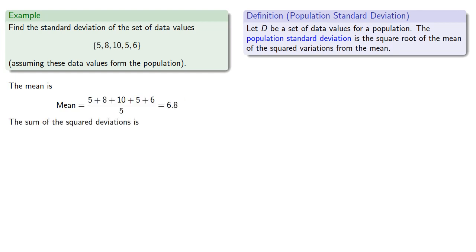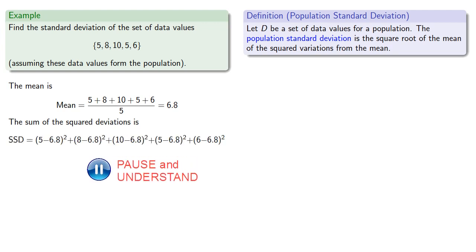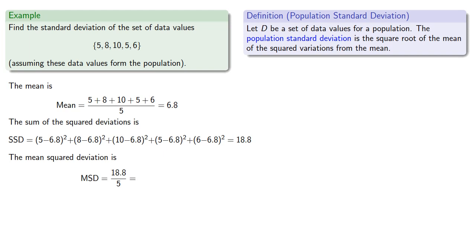Next, we want to find the sum of the squared deviations from the mean. So those deviations will be the difference between each data value and the mean, 6.8, and we want to square those values, then add them to get 18.8, the sum of the squared deviations. Now we'll find the mean of the squared deviations. That's the sum divided by the number, 1, 2, 3, 4, 5 data values. And that's our mean squared deviation.